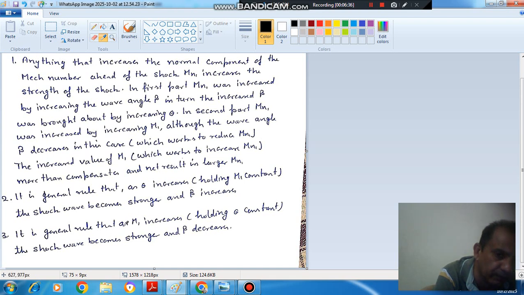Because here the effect of M1 is more prominent as compared to the decrease in beta. When theta increases, beta increases, and Mn1 will always increase. Here there is no reduction point. In the other case there is one reduction point, that is beta, but it provides only a slight reduction as compared to the large increase from M1. So the net result is to increase Mn1 and make the shock stronger.